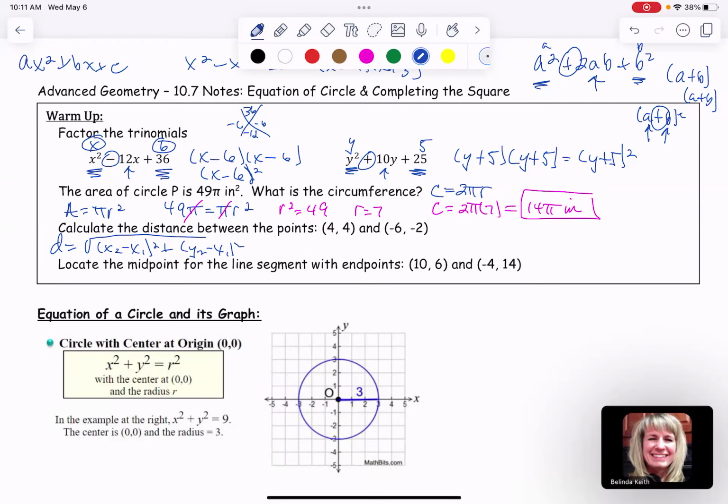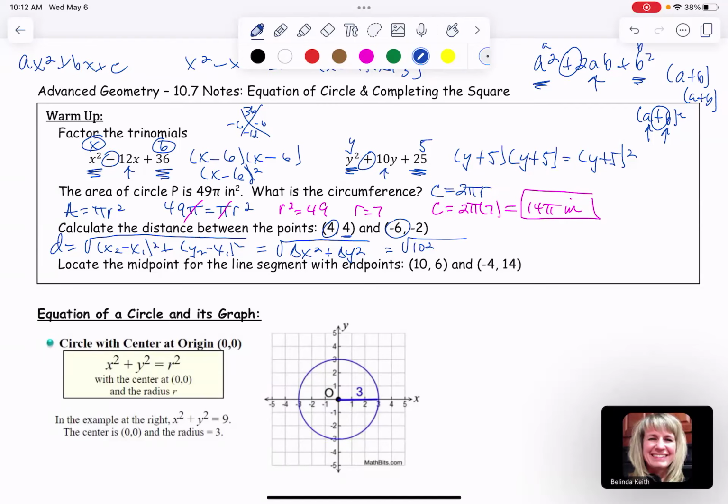I hate to write that formula all the time. So I told you guys that you can just think of it as the change in x squared plus the change in y squared. So if I'm finding the distance between these 2 points, my x's change from 4 to negative 6. That's a difference of 10. So we'll put 10 squared here.